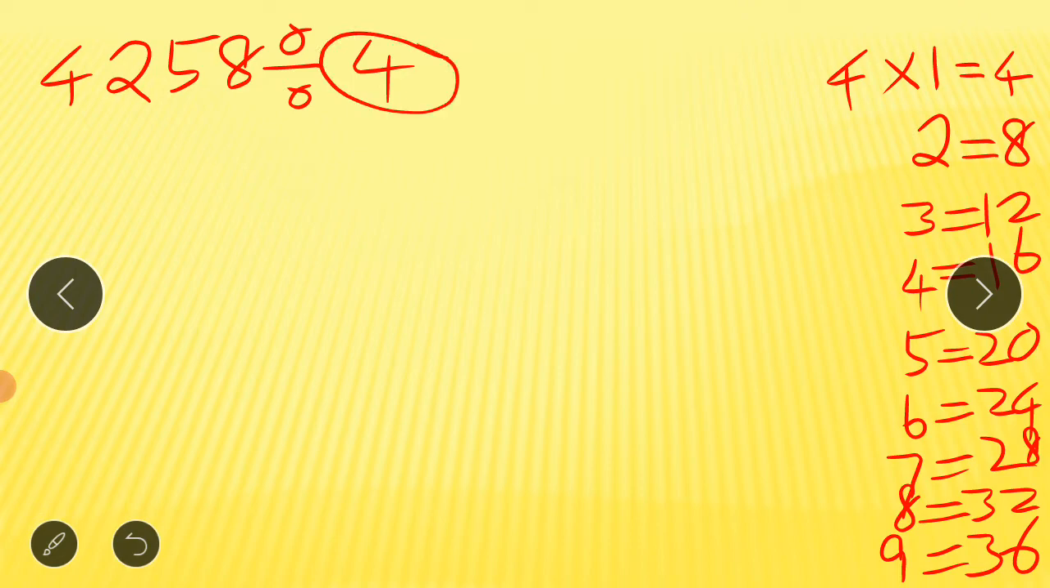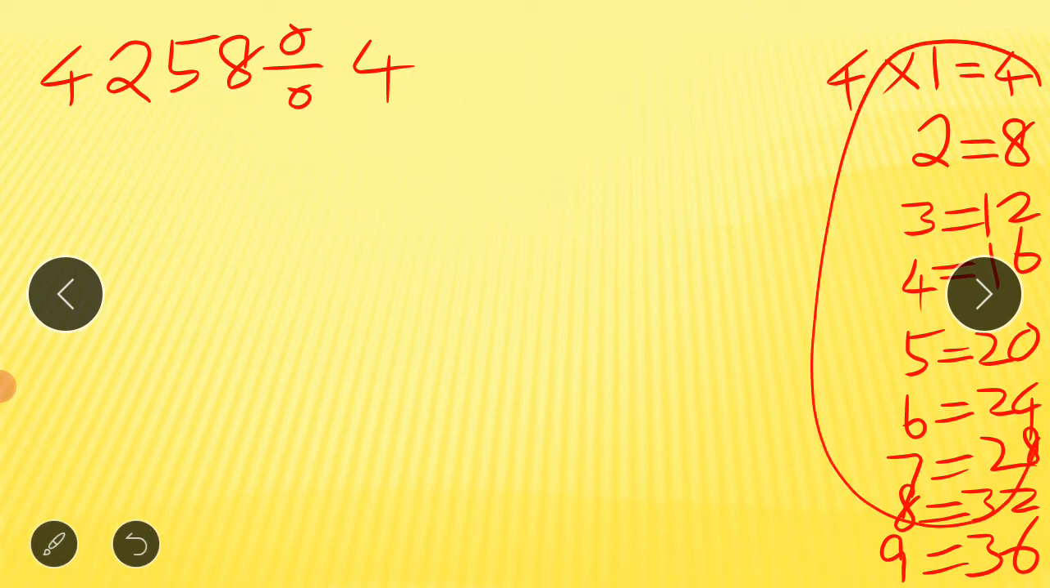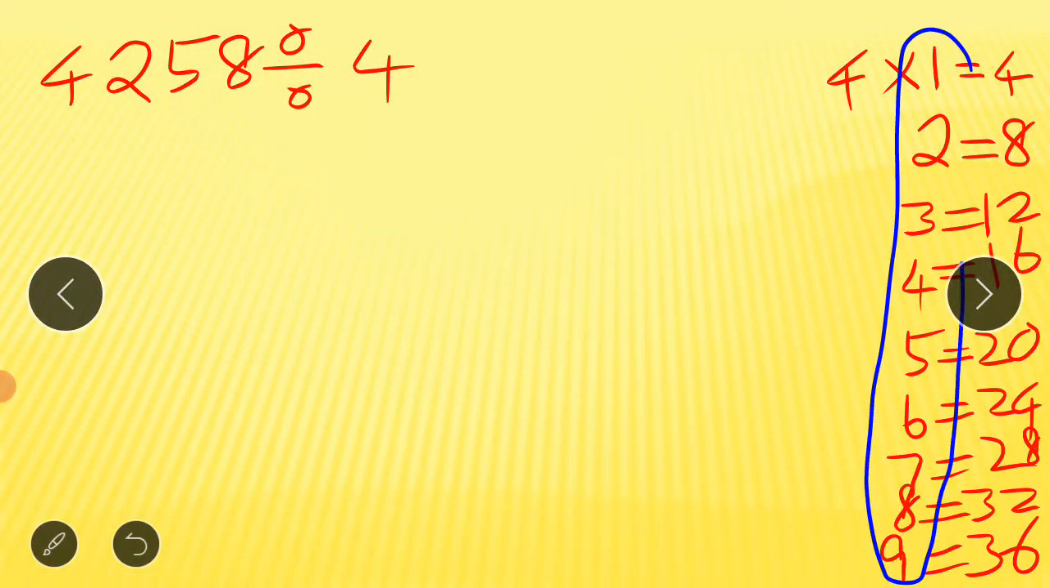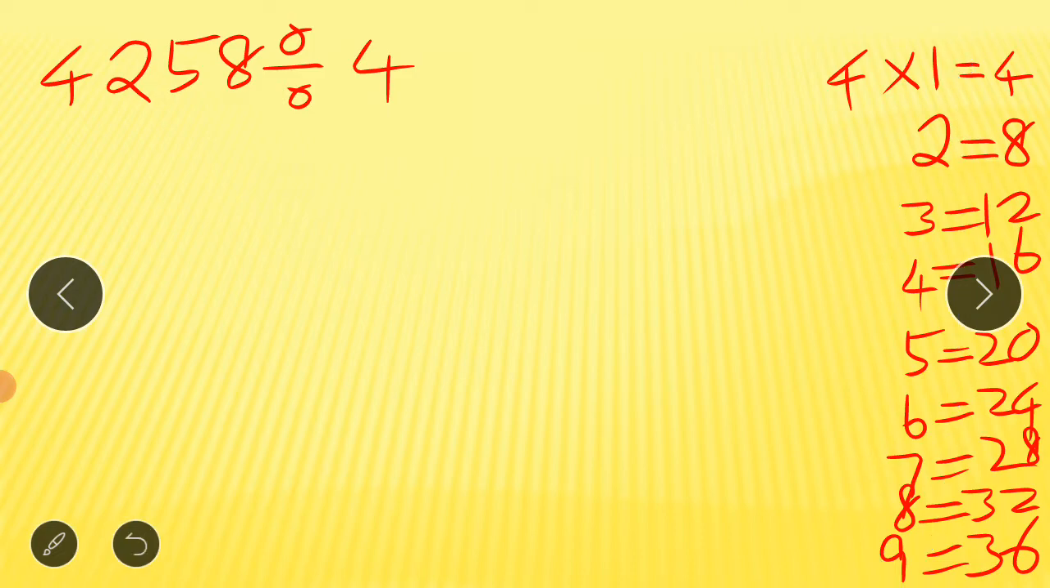So the divisor's table we have written here. In this table we say this column is the times column, that is how many times: 1 time, 2 times, 3 times, like that. And this column is the product column. Because in multiplication, 4 ones are 4, the answer is called product, so we say this column is the product column. Okay, so now we are going to divide.